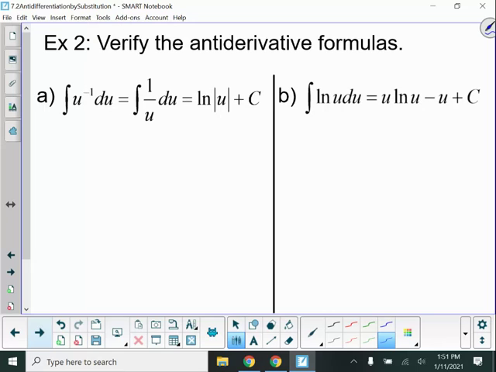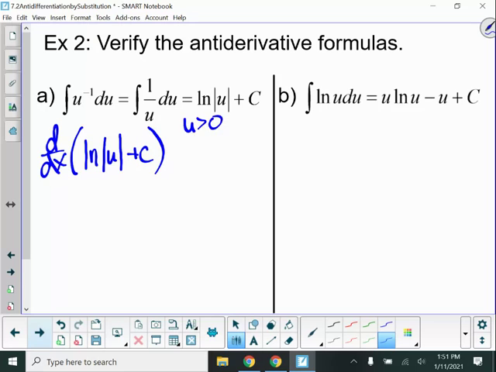So for example 2, we're going to verify two of the formulas. One of them is the natural log formula, and the other one is the u natural log u minus u formula. We're going to verify this by actually taking the derivative. So I'm going to take the derivative of the natural log of the absolute value of u plus C. You do have to note here that u would have to be greater than 0.